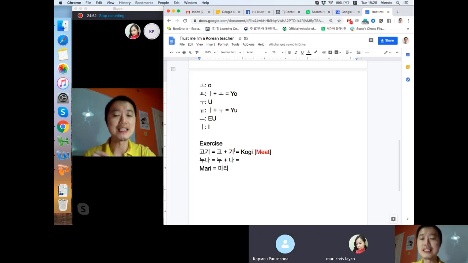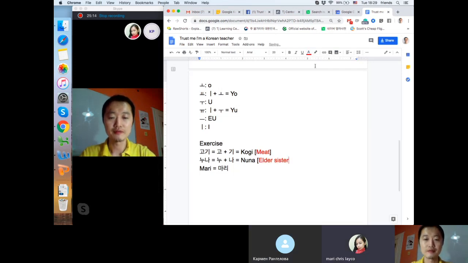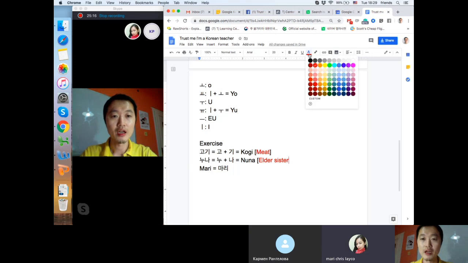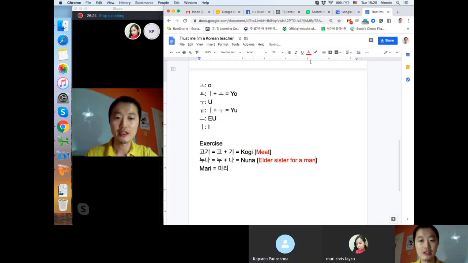This one, the first syllable is n and u. So nu. And the next one is n and a. Nu, a. So it is nuna. And it means elder sister for a man. Actually, there is another term for a woman.